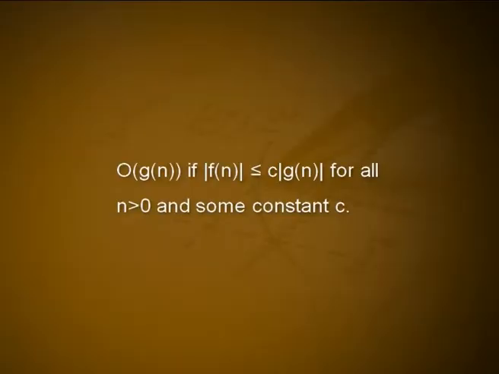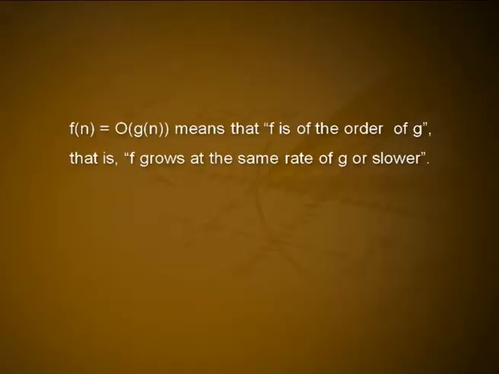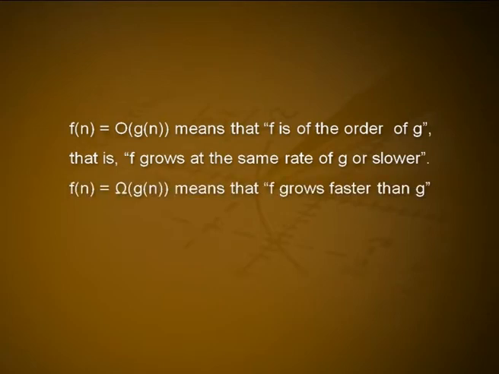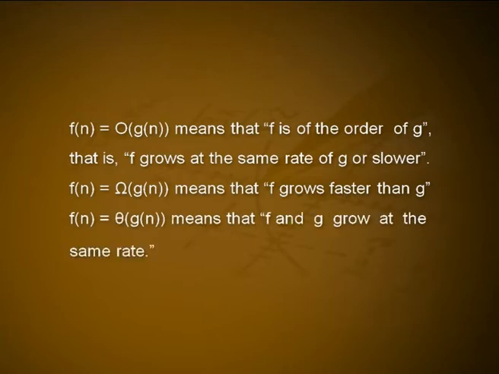The complexity of a function f of n is big O of g of n if the modulus of f(n) is less than or equal to c times the modulus of g(n) for all n greater than 0 and some constant c. Let f and g be functions on n, then f(n) = O(g(n)) means that f is of the order of g, that is, f grows at the same rate as g or slower. f(n) = Ω(g(n)) means that f grows faster than g. f(n) = Θ(g(n)) means that f and g grow at the same rate.